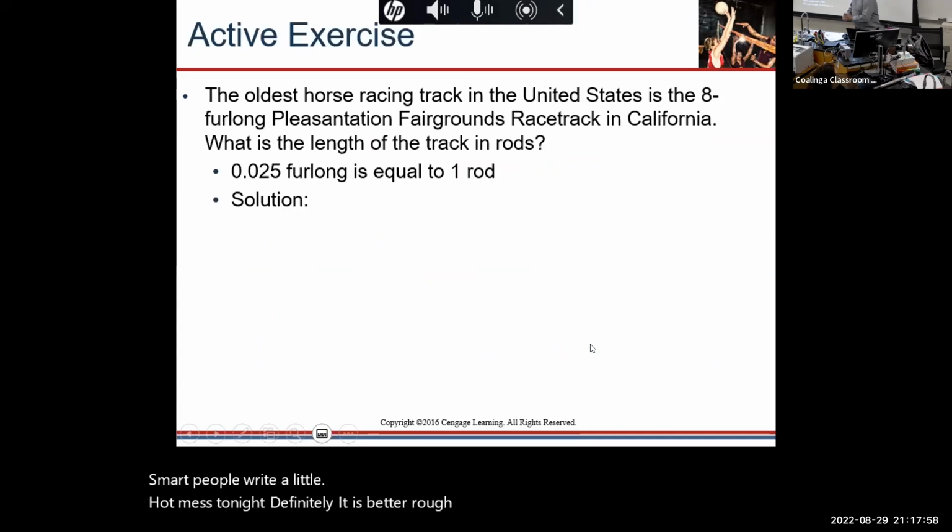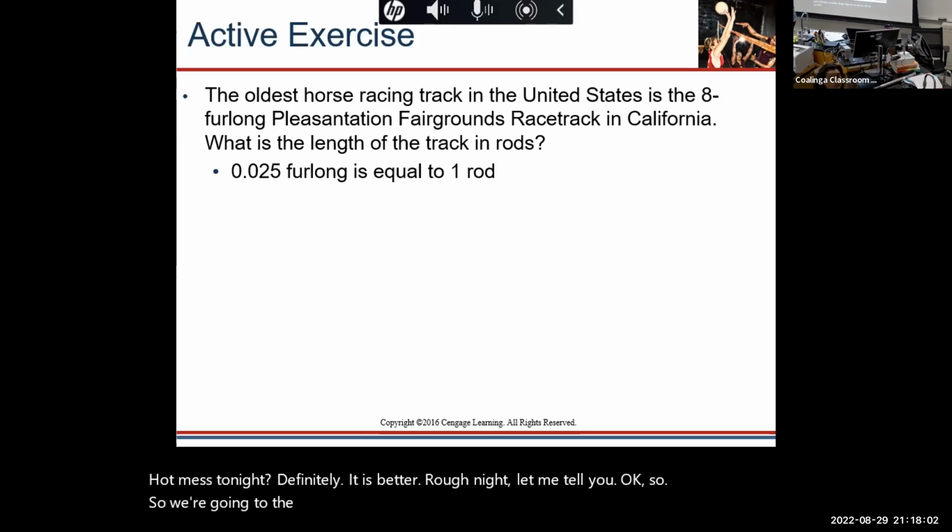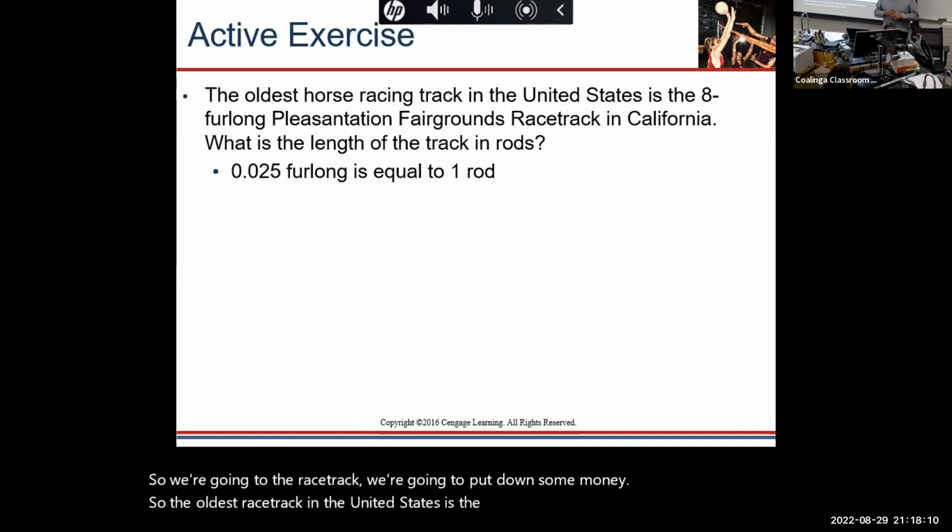Let me tell you, I appreciate your patience. Okay, so we're going to the racetrack. We're gonna put down some money. Okay, so we got money. The oldest racetrack in the United States is the 8 furlong Pleasanton Fairground Racetrack in California.